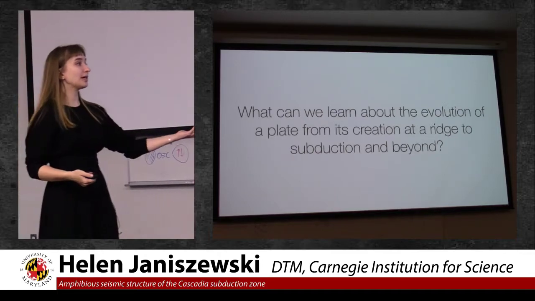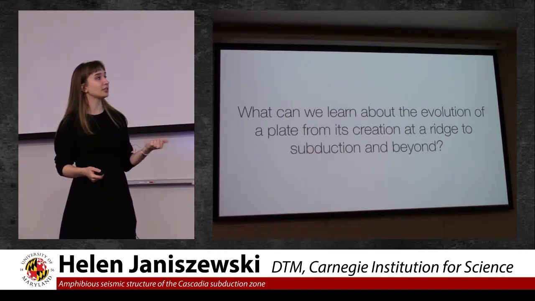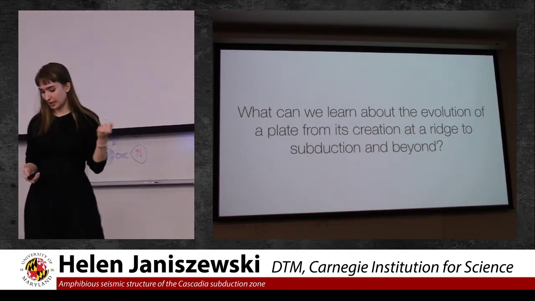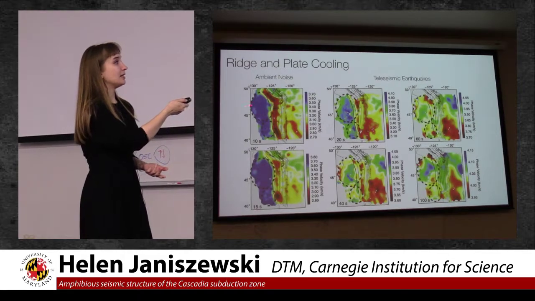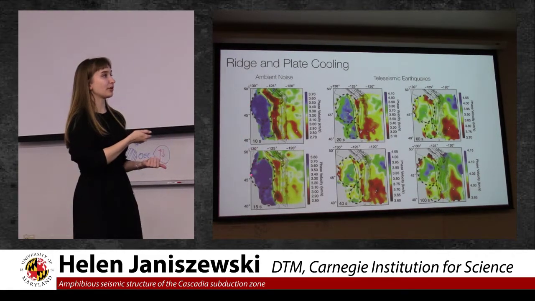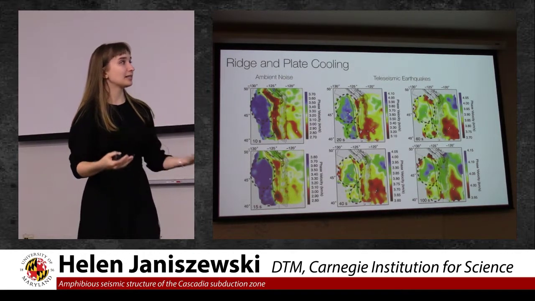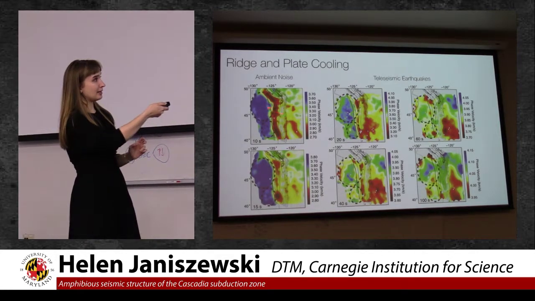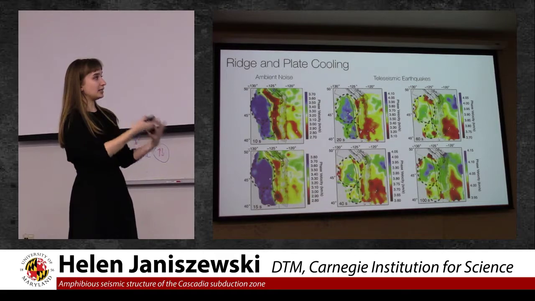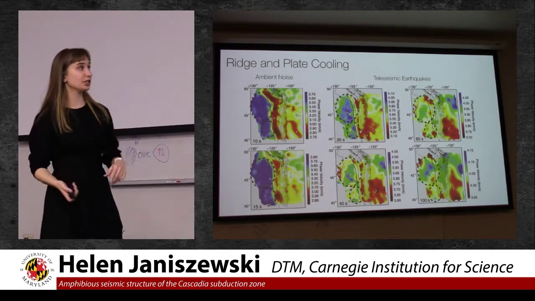So, going back to our first question, what can we learn about the evolution of a plate from its creation at a ridge to subduction and beyond? If we look at the plate, one of the first things that should jump out at you is it looks really blue, which means it looks really fast, particularly at shorter periods. And as I alluded to before, this means that in the oceanic part, at these periods, we're mostly already sampling oceanic mantle since the crust is much thinner.